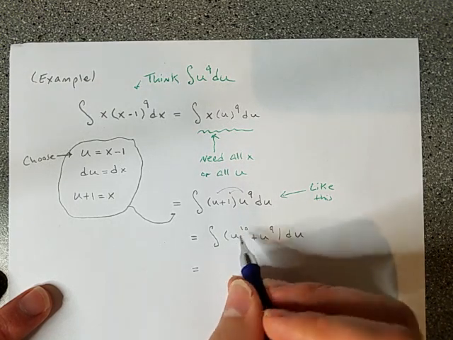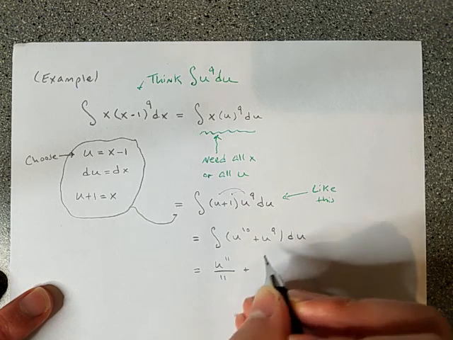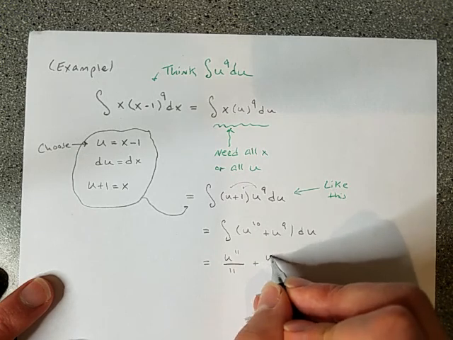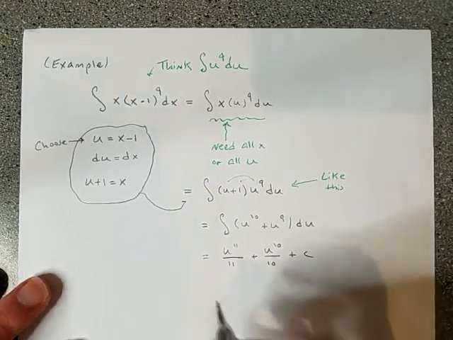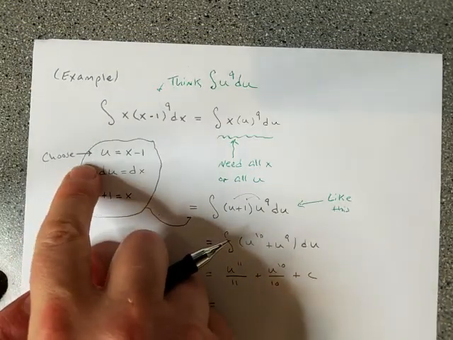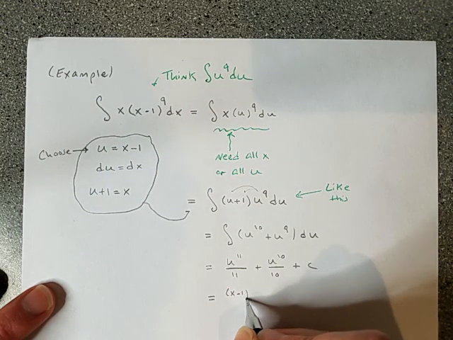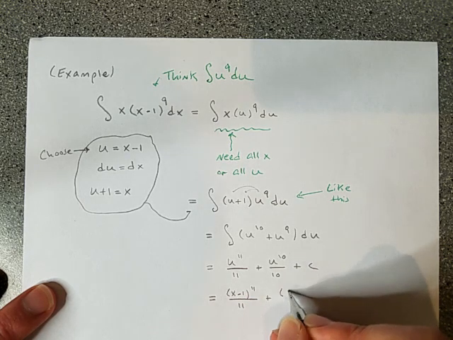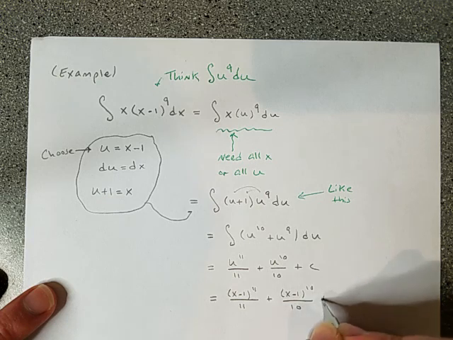The antiderivative of u to the 10th power is u to the 11th power over 11, plus the antiderivative of u to the 9th power, u to the 10th over 10, plus c. Okay. My final answer then, given that my original substitution was that u is x minus 1, I'll get (x minus 1) to the 11th power over 11 plus (x minus 1) to the 10th power over 10 plus c.